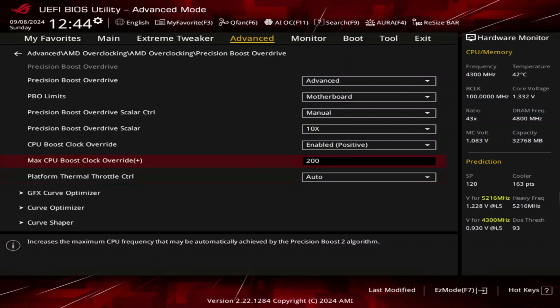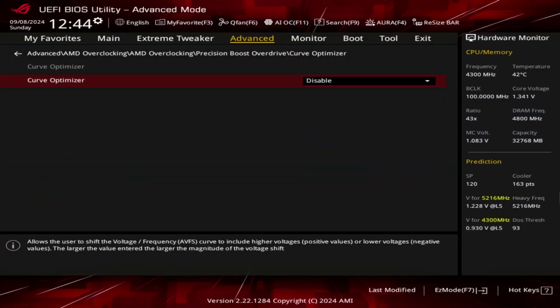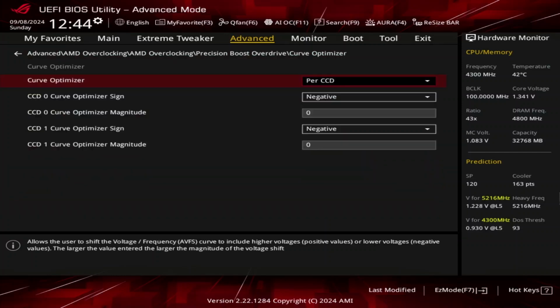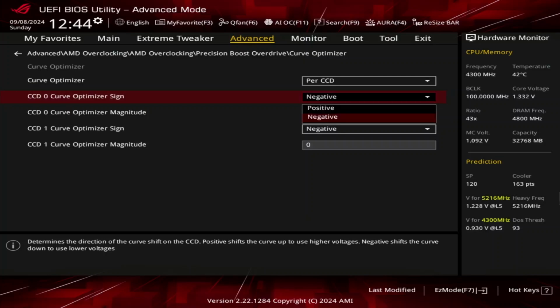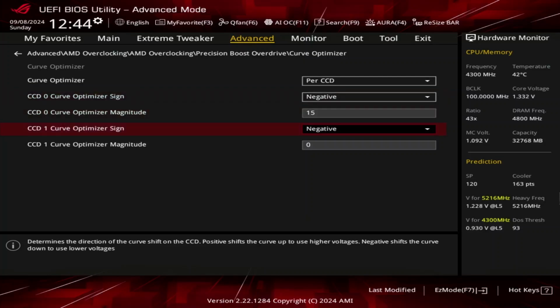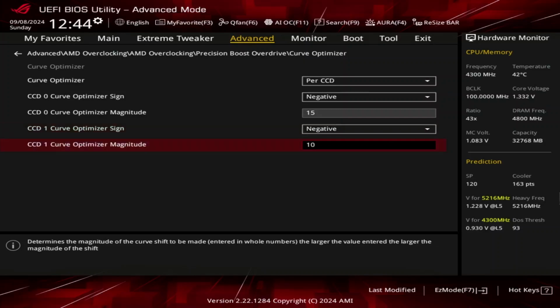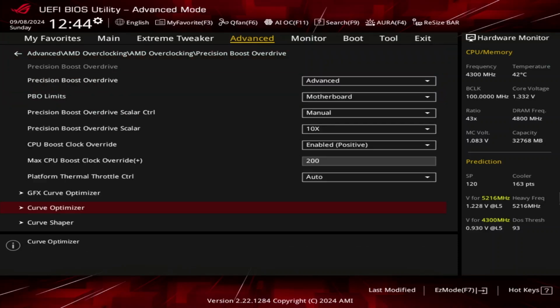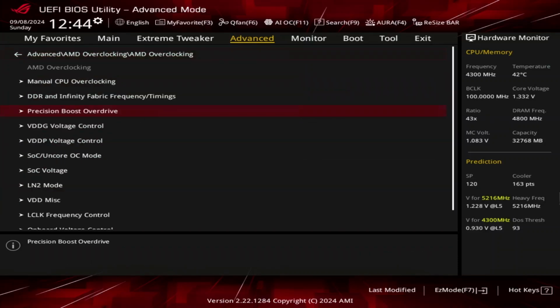Enter the Curve Optimizer submenu. Set Curve Optimizer to per CCD. Set CCD0 and CCD1 Curve Optimizer sign to negative. Set CCD0 Curve Optimizer magnitude to 15. Set CCD1 Curve Optimizer magnitude to 10. Leave the Curve Optimizer submenu. Leave the Precision Boost Overdrive submenu.